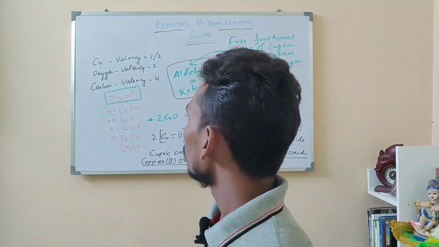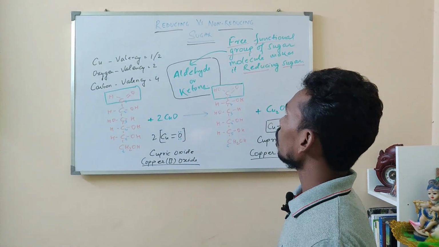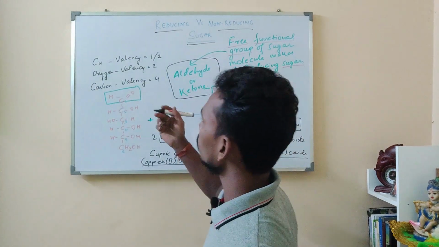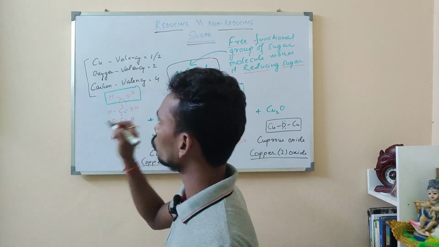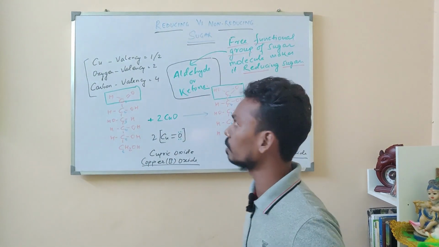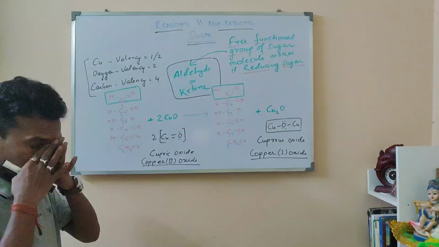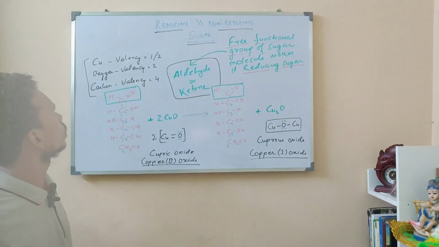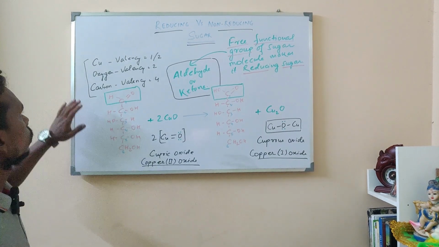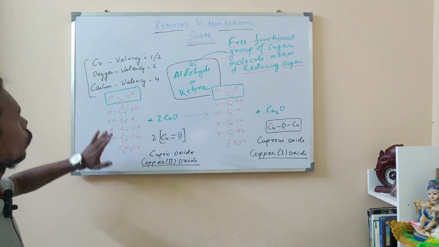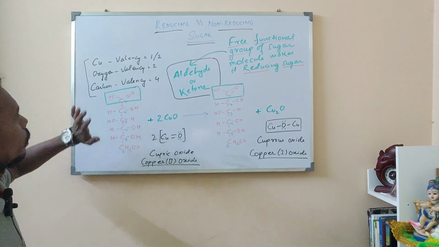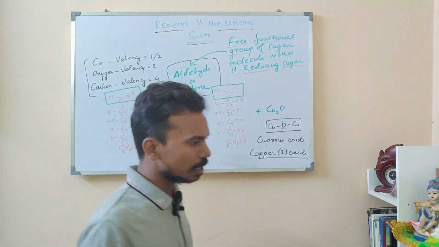So let's start with the valencies first, because you have to know about the valency of different atoms. Okay, let's start. Copper has a valency 1 or 2, oxygen has a valency 2, carbon has a valency 4. What is valency basically?